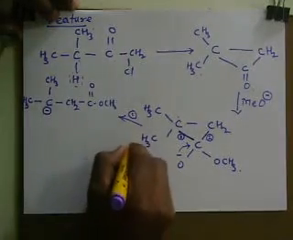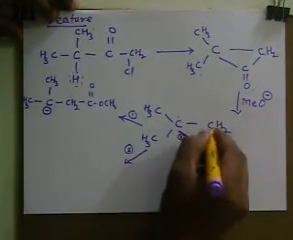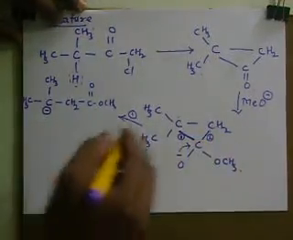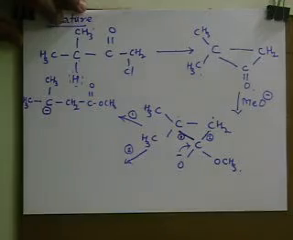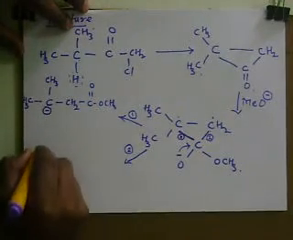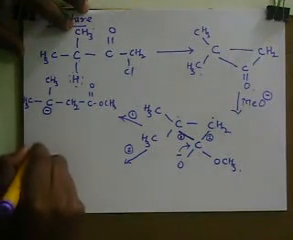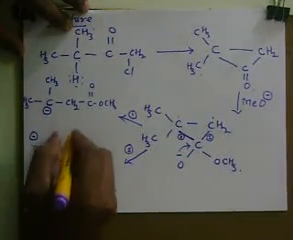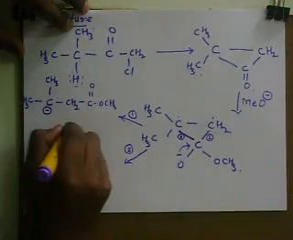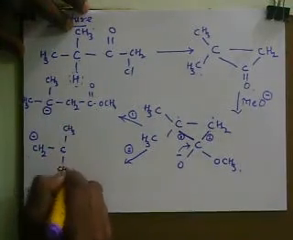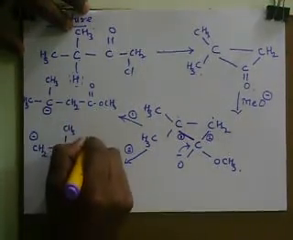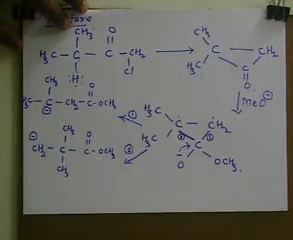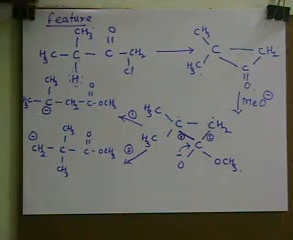The second choice is breaking of this linkage. Now after breaking of this bond, negative charge will be on this carbon atom. So let's draw that: CH2 negative charge, C, CH3, CH3 and C double bond O, OCH3. So these are the two choices by which way the ring will open.